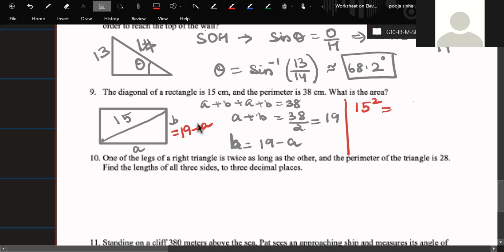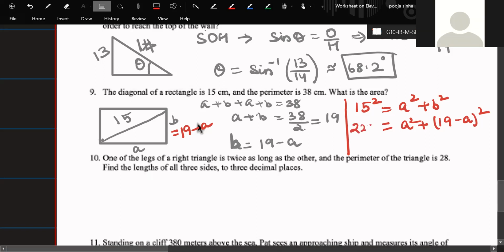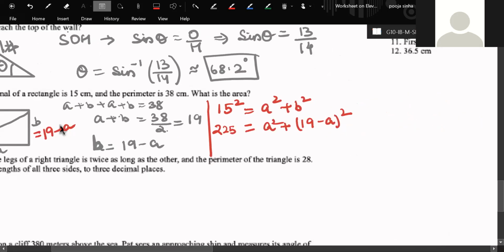15 square is equal to A square plus B square, which is equal to A square plus, instead of B, can I write 19 minus A? Yeah. And since there's a square, I put a square also. This 15 square becomes how much? 15 square equals A square plus 19 minus A whole square. 15 square becomes 225. Okay. So 225 is equal to A square.